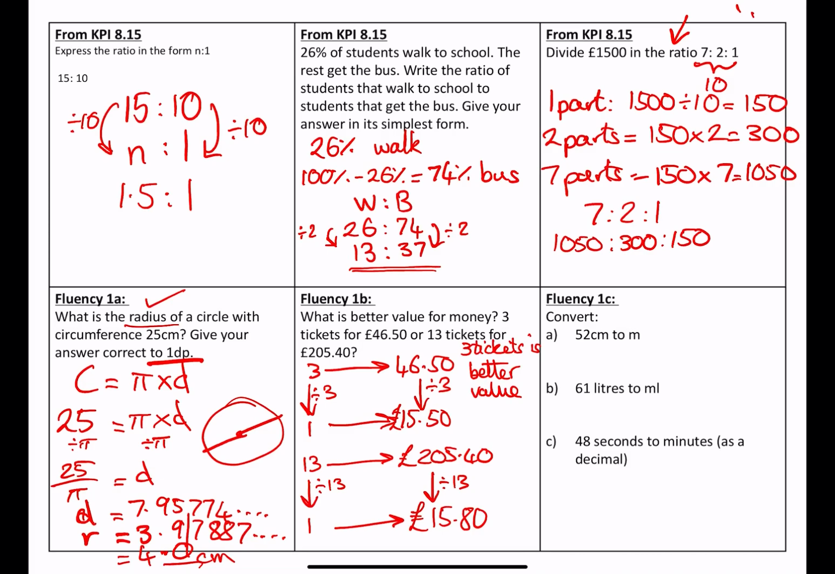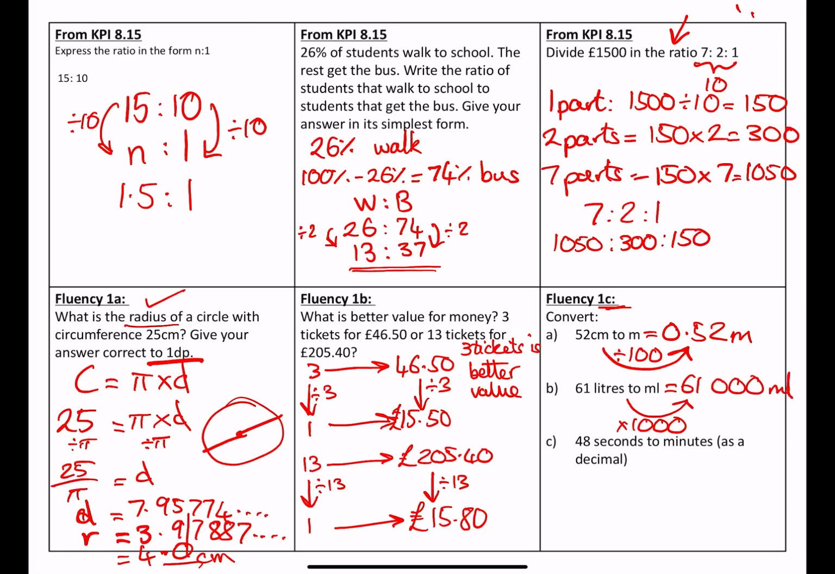Okay, finally, looking at Fluency 1C now. These conversions, nice and easy. You just need to know how many centimeters there are in a meter. To get from 52 centimeters to meters, I'm just dividing by 100. That's 0.52. I'm going to show that on there as well. Divide by 100, 0.52 meters. 61 litres to millilitres. You need to know that there are 1,000 millilitres in a litre. So that would be 61,000 millilitres.